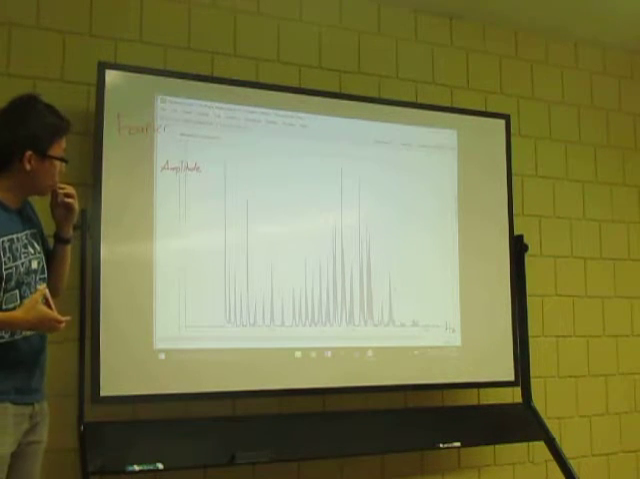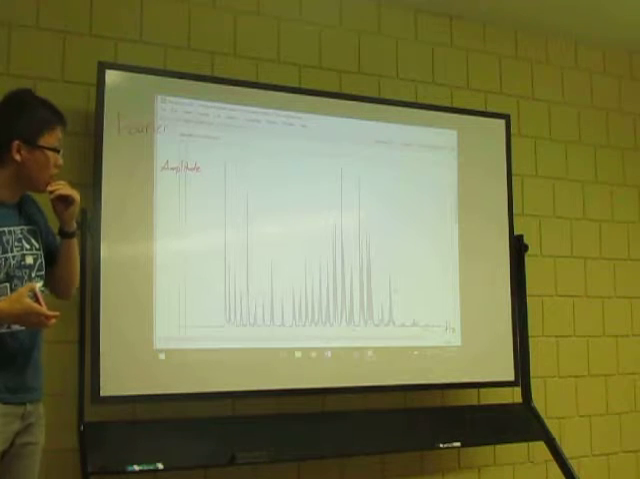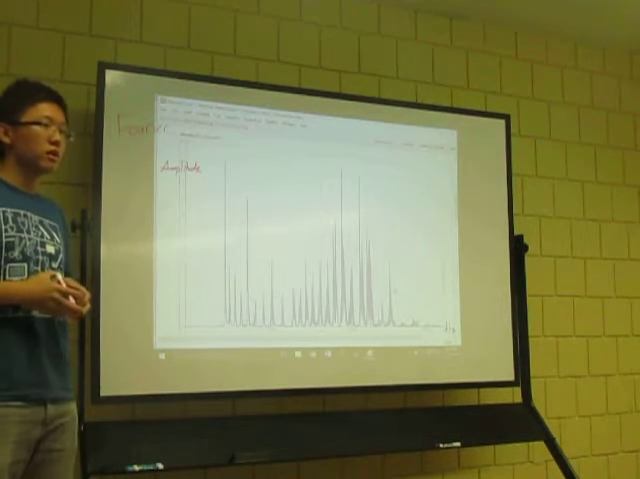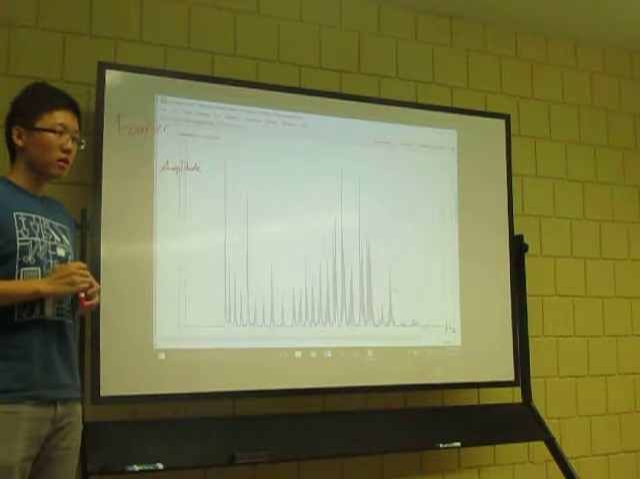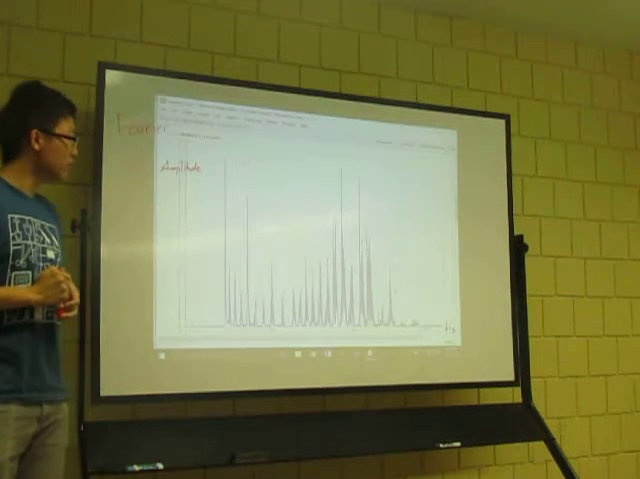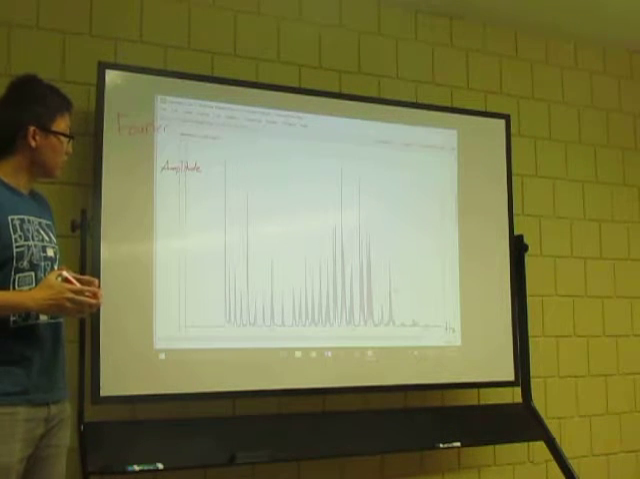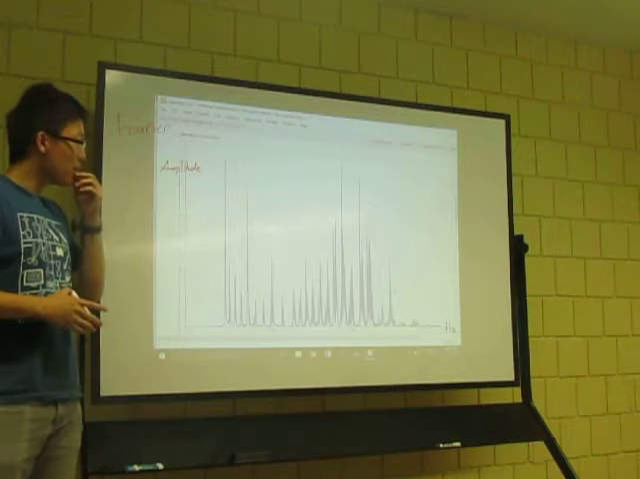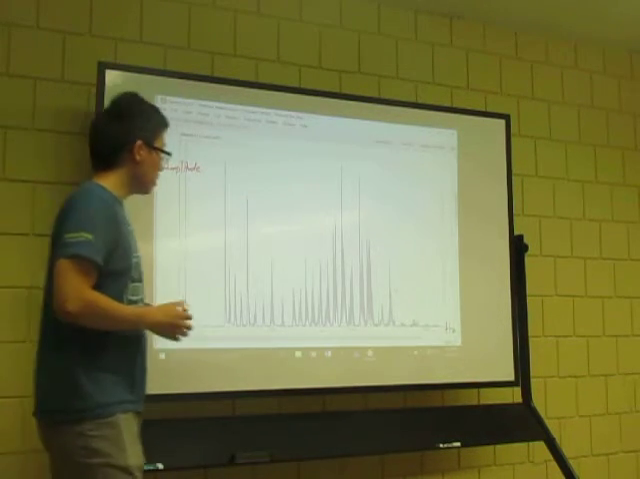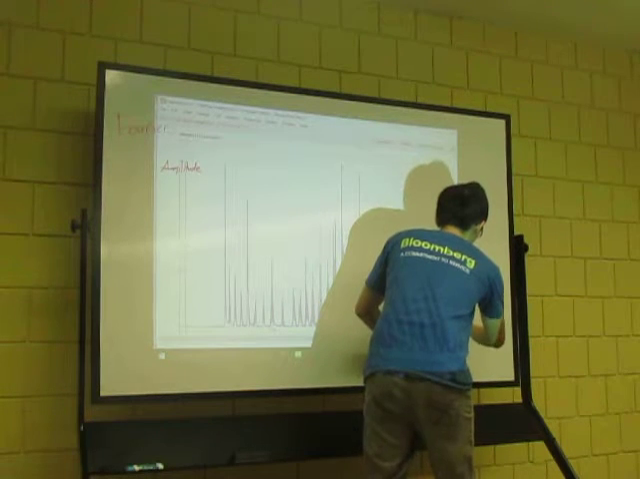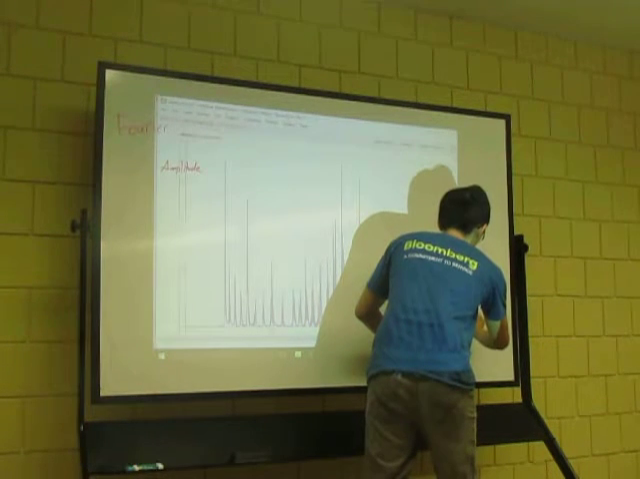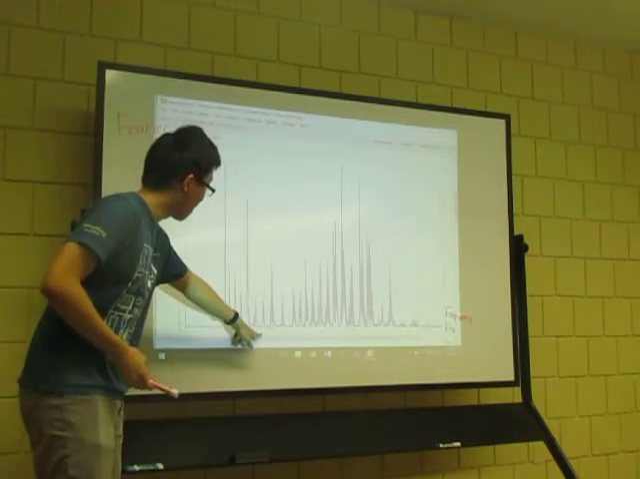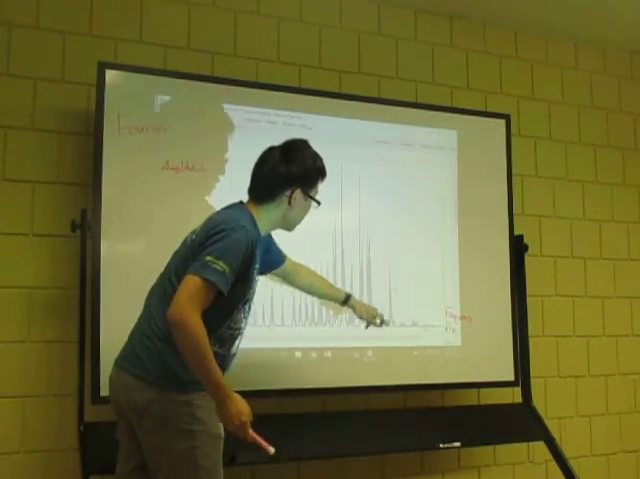So this is a violin, and can someone make some observations about it, or tell me what this graph is telling us? Okay, what are the labels on the bottom? So this is the frequency, which is measured in hertz. And this is 5,000 hertz, 10,000 hertz, 15,000 hertz.